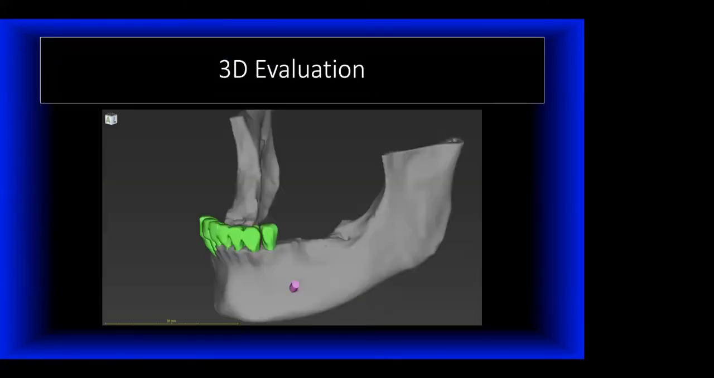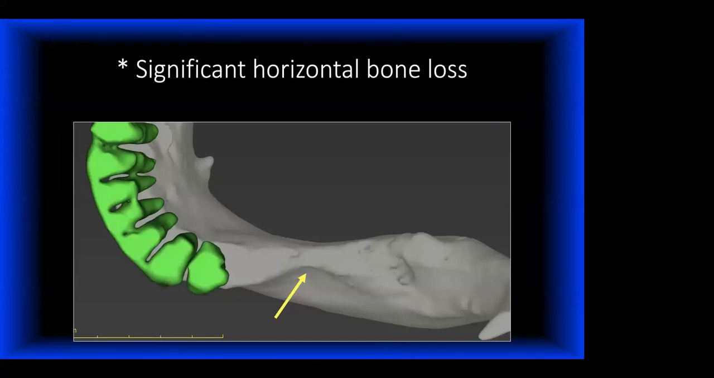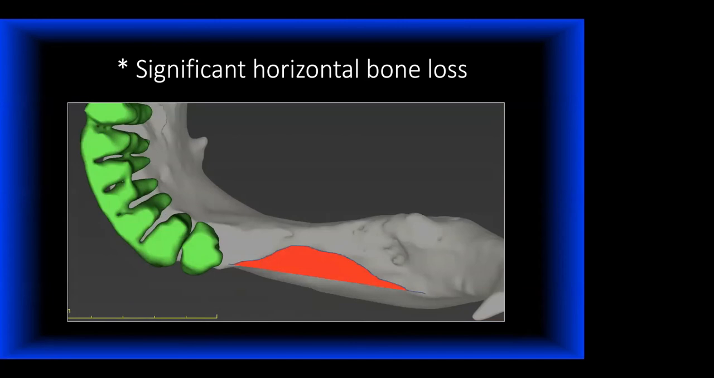So if we look at the 3D image, this is a lateral view. You can see where the mental foramen is. You can see where the natural teeth are. You can see where the vertical height of bone is. If we look at an occlusal view, you can see where there is rather significant horizontal bone loss. So you can see this concavity, which is rather significant of the amount of bone loss. So I have it highlighted here.